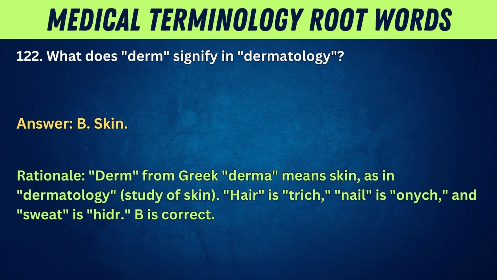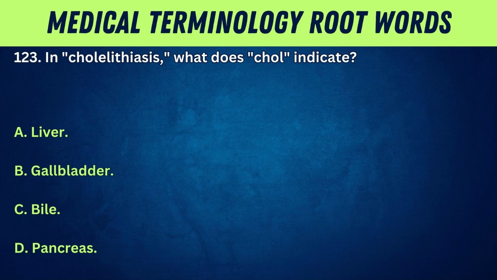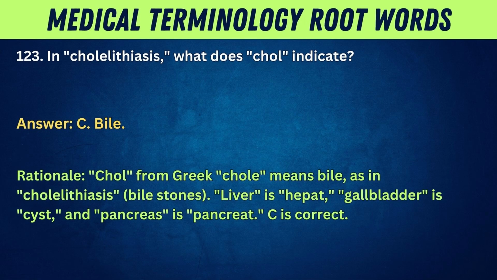B is correct. 123. In cholelithiasis, what does chol indicate? A. Liver. B. Gallbladder. C. Bile. D. Pancreas. Answer: C. Bile. Rationale: chol from Greek chole means bile, as in cholelithiasis, bile stones. Liver is hepat, gallbladder is cyst, and pancreas is pancreat.